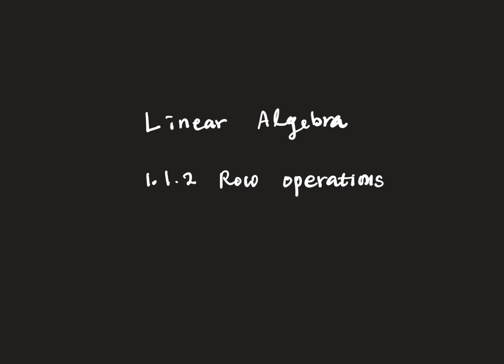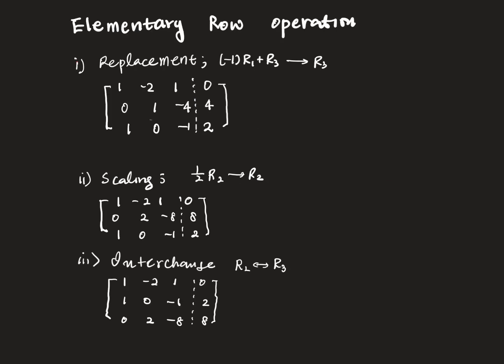This is linear algebra row operations. We're going to break down row operations one by one. So what is a row operation? The first one is replacement, the second is scaling, and the third one is interchange. Replacement: we're going to replace one row.